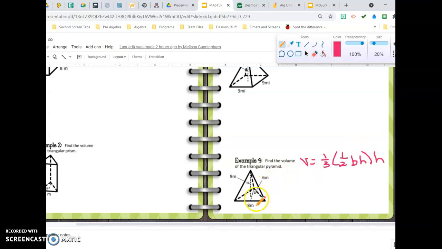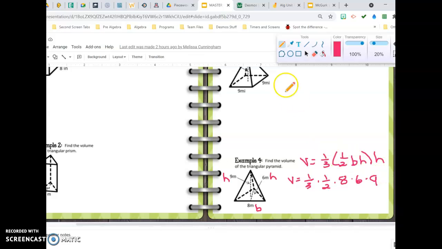All right, so again, looking here, we're going to say that 8 is the base of the bottom part, 6 is that dashed line on the base, that's the height of the bottom, and then 9 is the height of the whole pyramid. Okay, so lots of fractions here, but that's okay. So we're going to do 1/3 times 1/2, and then the base is 8, and the height is 6, and then the height of the whole pyramid is 9.